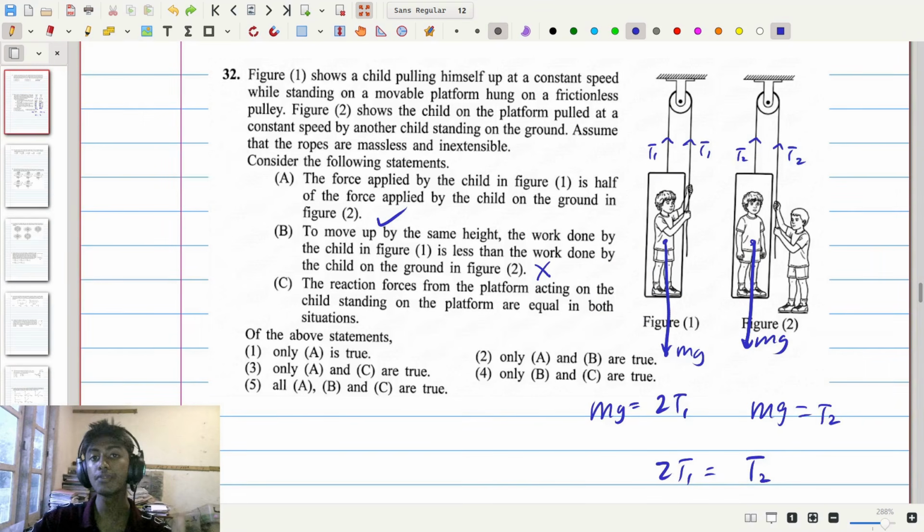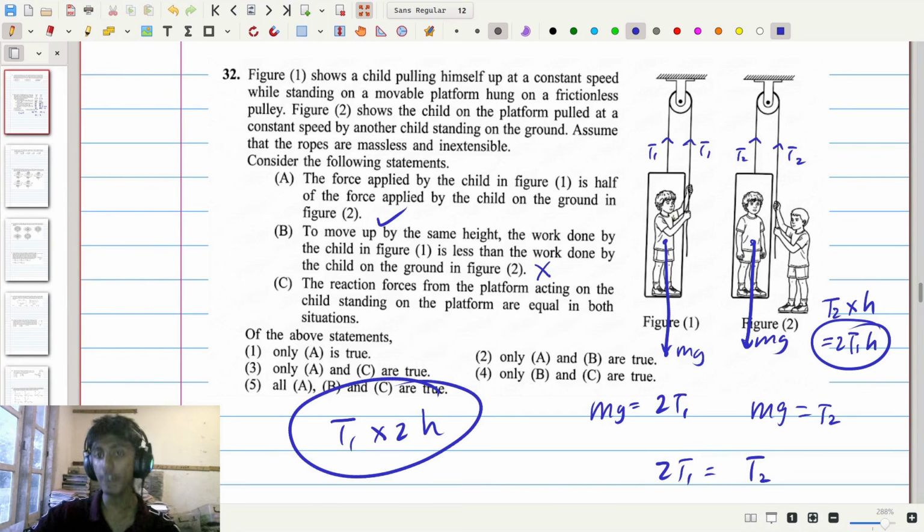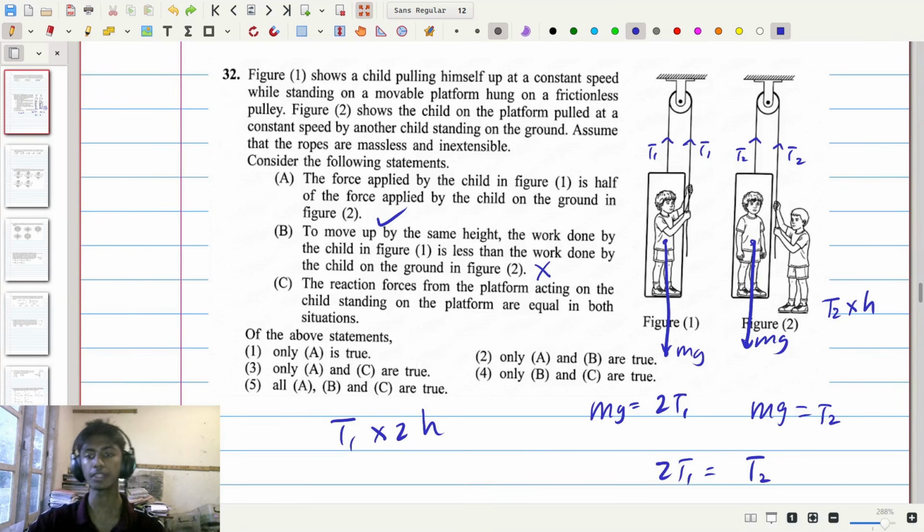Now according to that, if work done is equal to force times distance, then for this child, the force is equal to T1, but the distance is equal to 2 times h. For the other child, his force is T2 and his distance is only h, since to move h upward like this, he has to pull by only h downward. So for him, the work done is simply equal to T2 times h, but since T2 is equal to 2T1, his work done is also equal to 2T1h. So both of them do the same amount of work of 2T1h, and therefore B is incorrect. Both of them do the same amount of work.